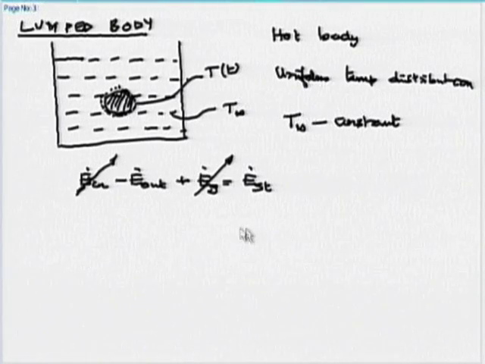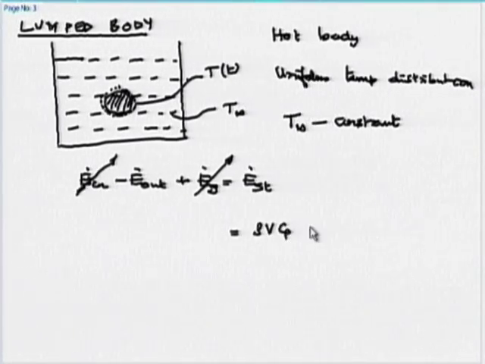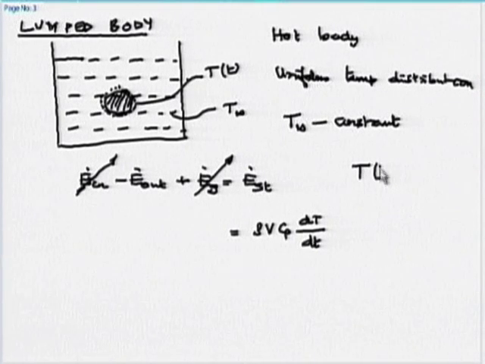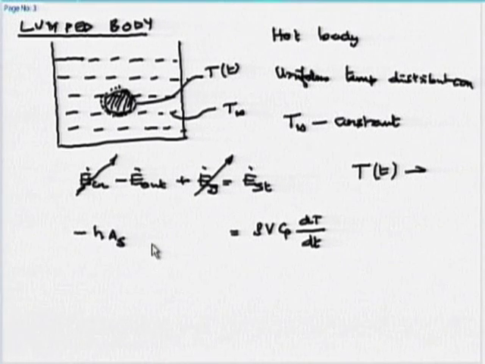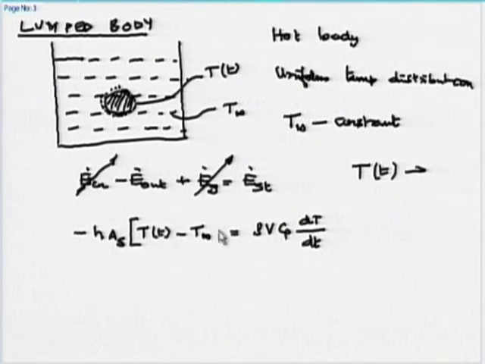Now, what is E dot st equal to? Rho V c p dT by dt. Note, I have used the ordinary derivative, not the partial derivative, dT by dt, because temperature is a function of time only. That is the reason I have written dT by dt. Now, what is E dot out? The mode of heat transfer in which it is losing heat is convection. So, convection means I should be writing that as minus h A s, where the subscript s means surface area, the bathing area, into T of t minus T infinity. So, this is the formulation of the problem.